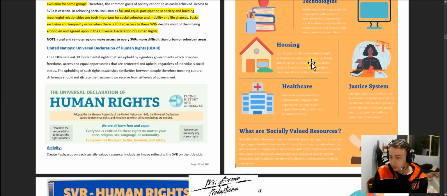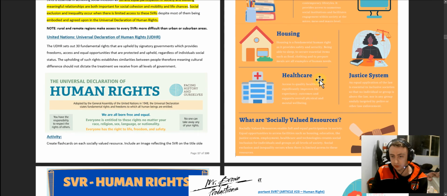Housing is a fundamental human right. It provides you safety and security. So being able to sleep, have shelter, and prepare meals are essential, and that's what your housing is for. Some people have limited access to housing because it's too expensive, or the housing that's around is really, really bad. We're going to look at that later on with Aboriginal Australians when we look at some of the housing that they're experiencing out west. It's quite awful.